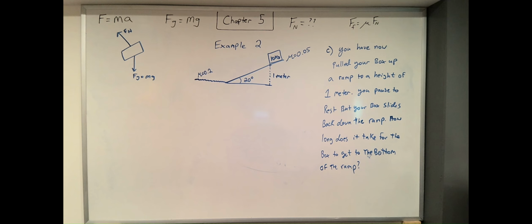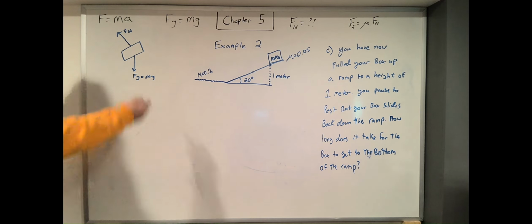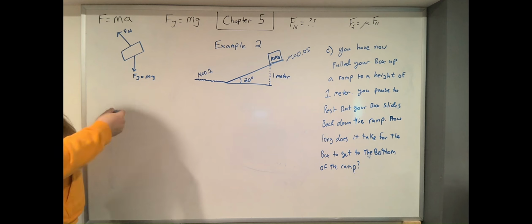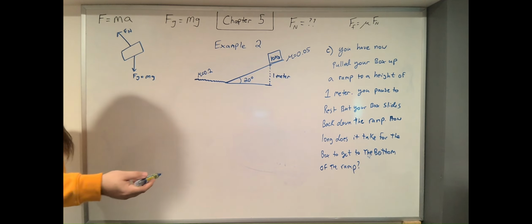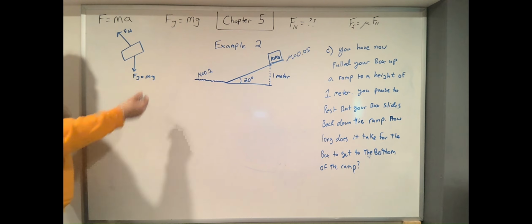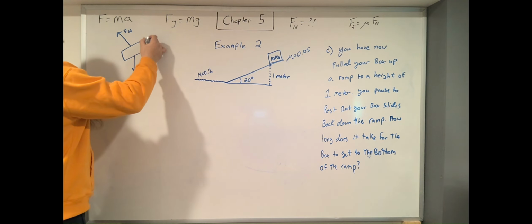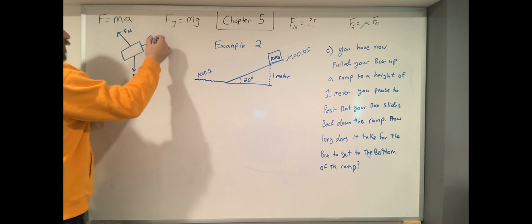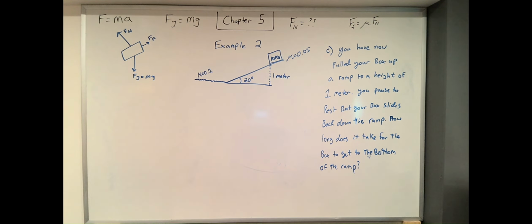Now there's some friction. Okay, there's friction involved because there's a mu. Which way does that point? Well, in all of our other examples, it's on the left because the box was moving to the right. In this example, the box is going to come sliding back down the ramp. So friction force must always oppose the motion. So the friction force is going to go on that side.